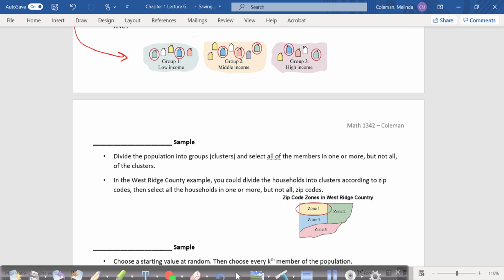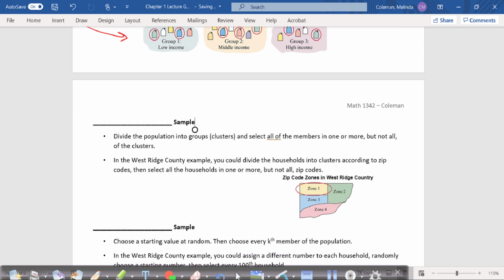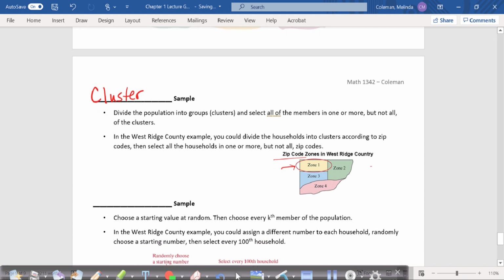randomly selecting them. Okay. The next one is called a cluster sample. A cluster sample divides the population into groups or clusters and selects all of the members in one or more, but not all of the clusters. So it's going to take a population. If you look at the example here, there are zip codes. It's going to take those zip codes and block them off into 4 different zones. And then from that, it's going to select just one zone, and that would be called a cluster.